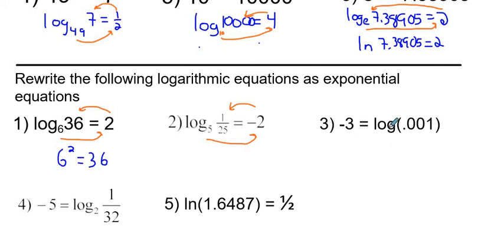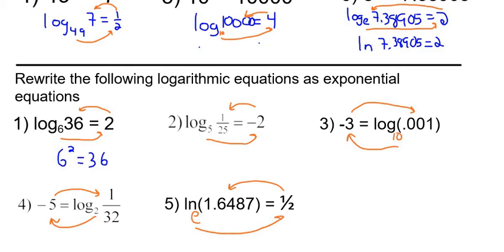So this one, notice I wrote it in a different order. Remember, there's a 10 here, so 10, right? As long as you keep the flow in the right direction, you won't have any trouble. Keep in mind, this would be e, so e to the 1/2 will be this. So it's really not that hard.